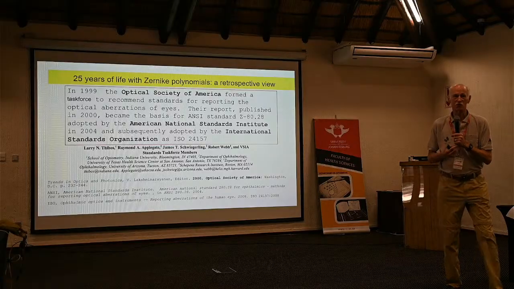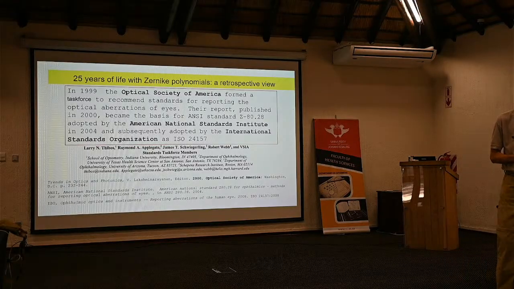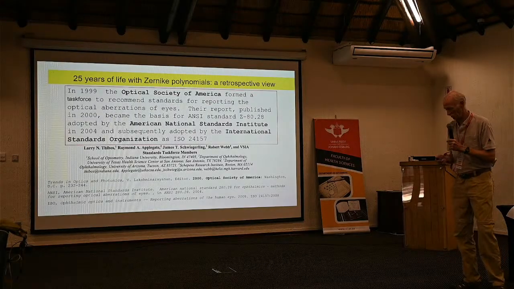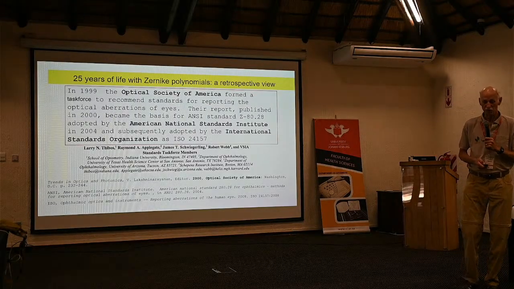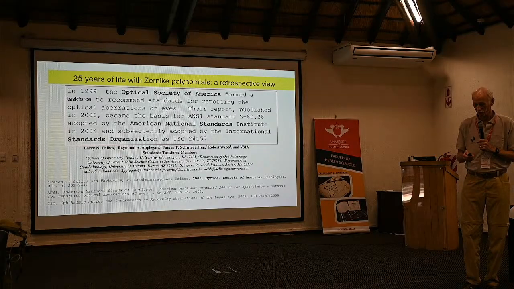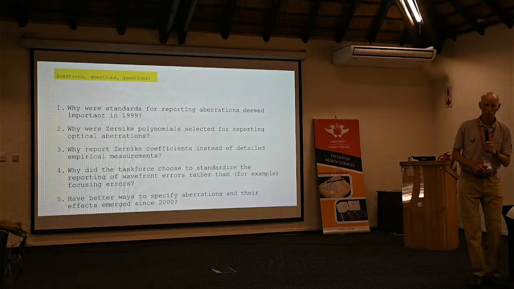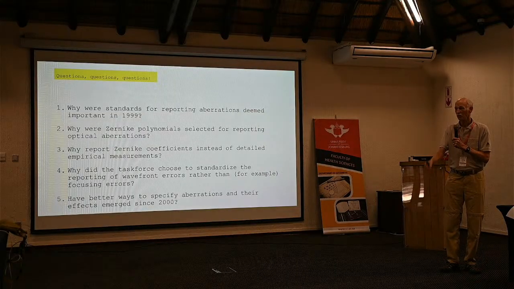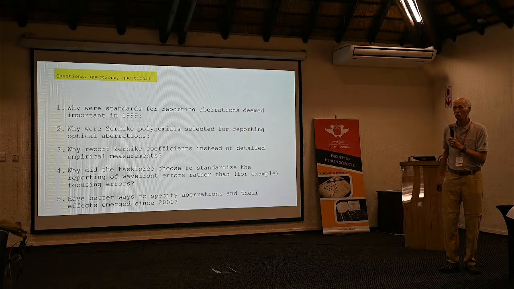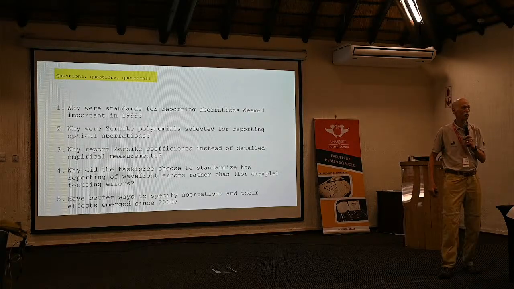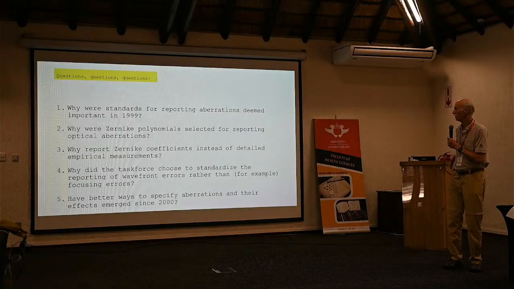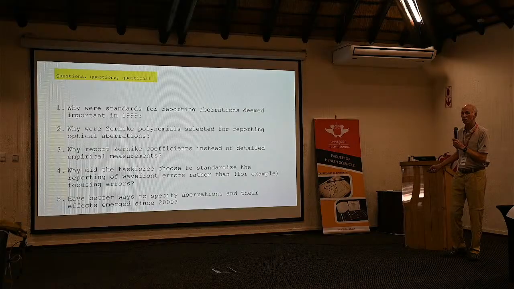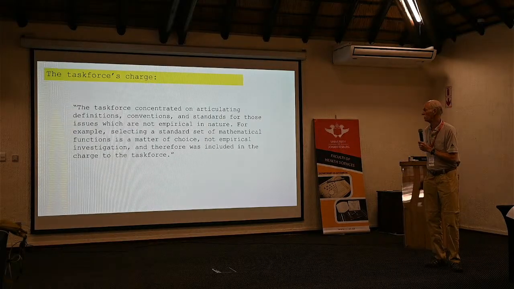So you'll see some names there you'll recognize. I have to admit I was the instigator of the formation of this committee, to try to produce some standards for organizing our community to have a standard way of reporting aberrations. What I'm going to do for you is quickly run through five questions that come to my mind in looking back over that 25-year period, to help give you some background information on how we got to where we are today. The first one is about why the standards for reporting aberrations were even thought to be important in the year 1999.